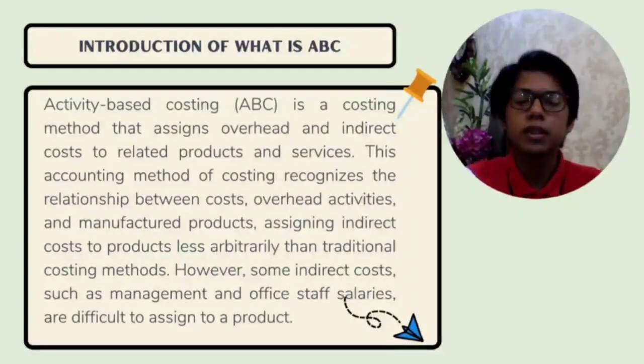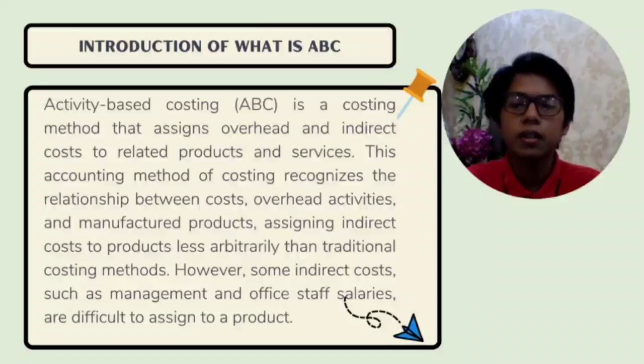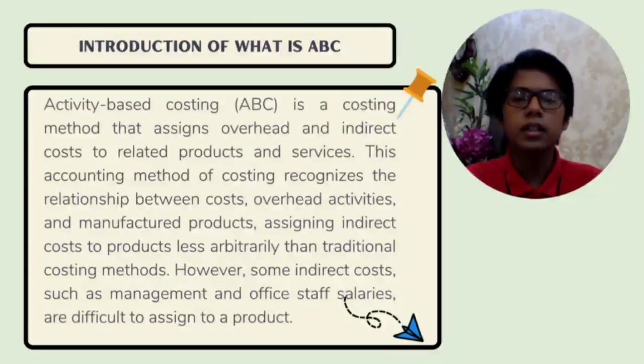Today we are going to do a presentation about activity-based costing. First is the introduction of what ABC is. Activity-based costing, ABC, is a costing method that assigns overhead and indirect costs to related products and services. This accounting method recognizes the relationship between cost, overhead activities, and manufactured products, assigning indirect costs to products less arbitrarily than the traditional costing method. However, some indirect costs, such as management and office staff salaries, are difficult to assign to a product.